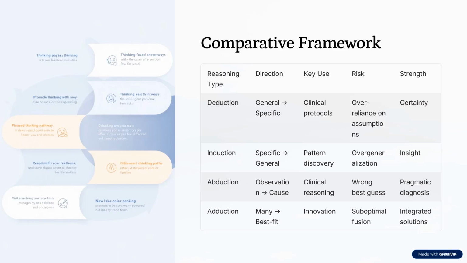So, the comparative framework. Obviously, deduction is from general to specific. This is commonly used in clinical protocol. The only problem is that there is some over-reliance on assumption, but there's certainty. Induction, from specific to general, is pattern recognition. You can over-generalize, but it provides insight from limited data. Abduction, from observation, come up with some cause. Clinical reasoning is the best guess. The problem is it can be wrong, but it's a pragmatic way.